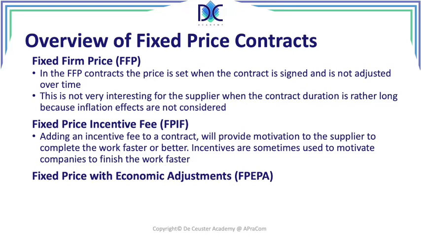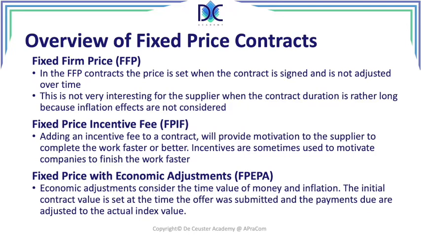Fixed price with economic price adjustments, so FPEPA. We have the economic adjustments considered over time, the value of money and inflation. And we look at the initial time of the contract, and then we look at the economic indices that we can use to adjust the payments after a certain time. Most of the contracts I was working with, the state contracts, were fixed price with economic adjustments. So basically these elements are there.